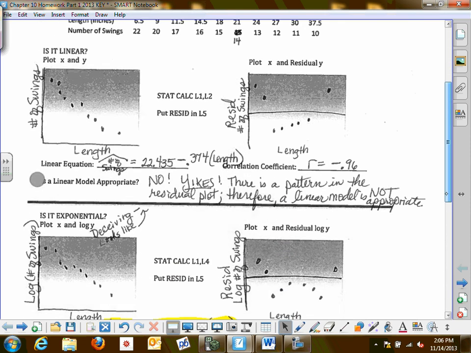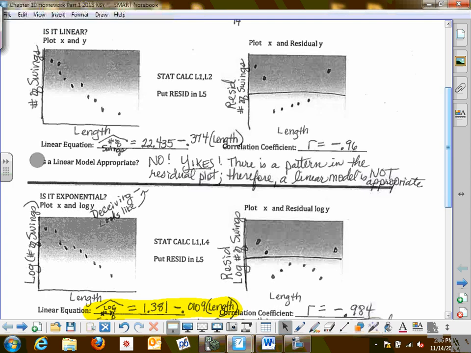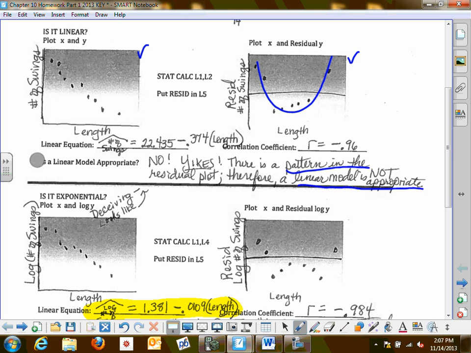So here we go. On this number one yesterday, we were fine. We put in our L1, L2. We did that fine. We were all good. And we came over here and we did our residual plot, and because of the lesson, it had a nice down-up pattern, and so we were good in saying, yes, there is a pattern in the residual plot, therefore a linear model is not appropriate. Okay, so we were fine with that.